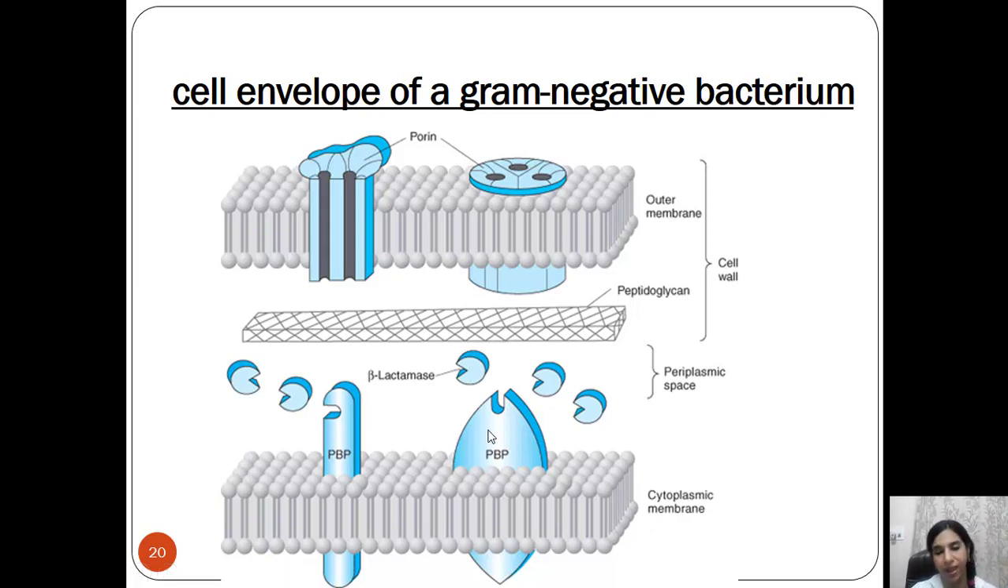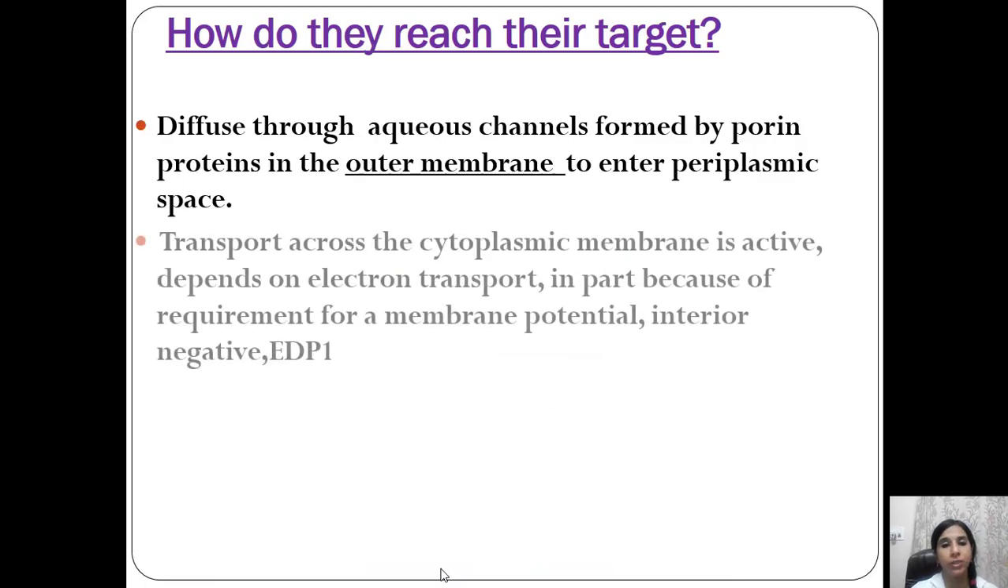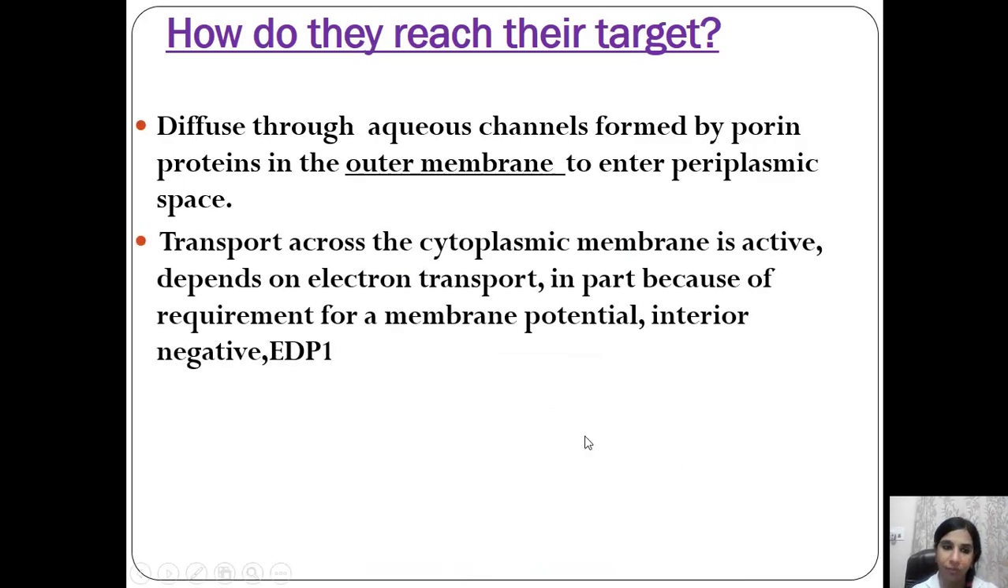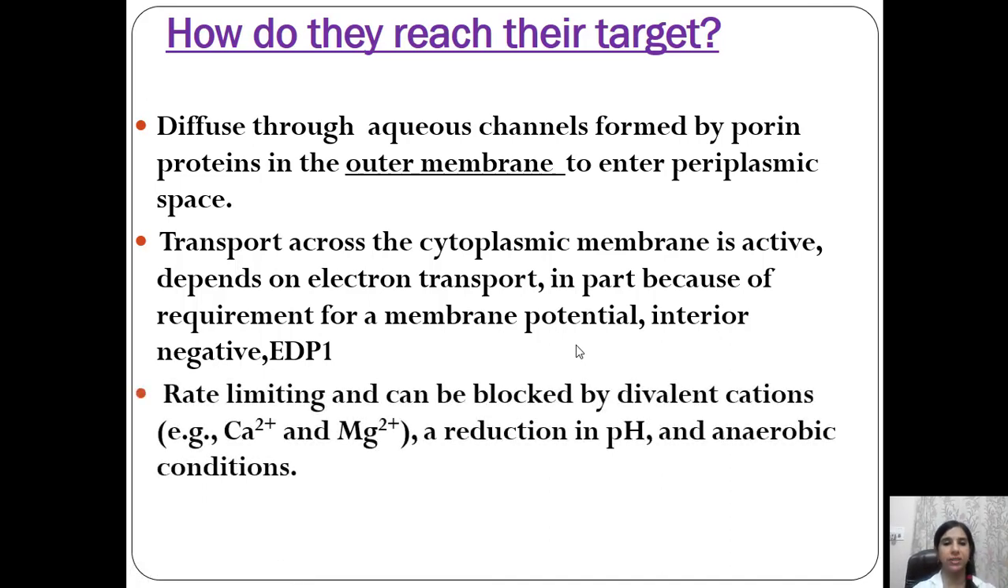So the process by which aminoglycosides are taken into the cytoplasm through the cytoplasmic membrane of the bacterial cell is an energy dependent process. It is an active transport, and this is one thing we have to remember. So transport across the cytoplasmic membrane is an active transport. It depends on electron transport in part because of the requirement for a membrane potential, interior negative. So this is the energy dependent process, and this is an active process.